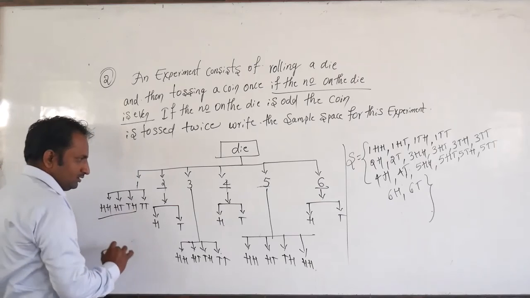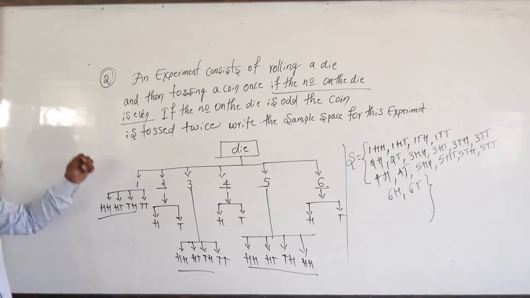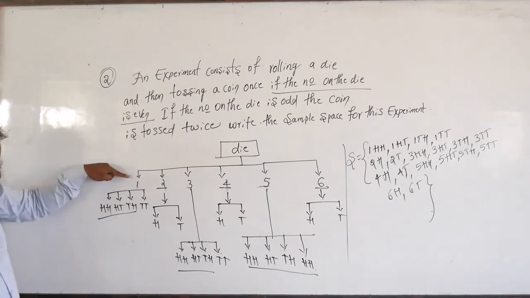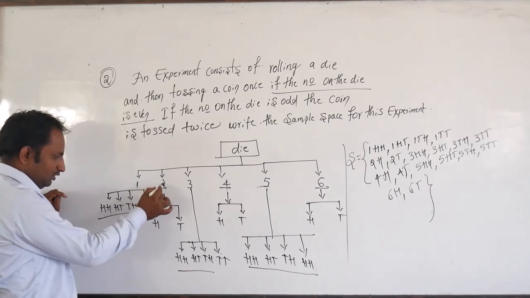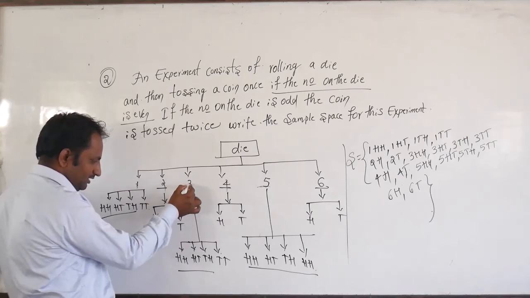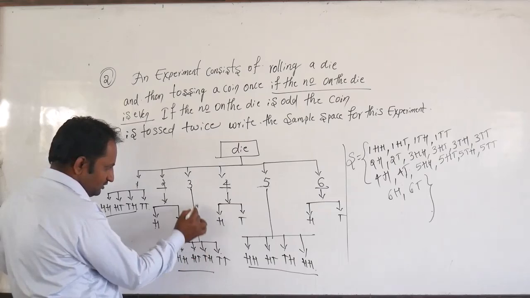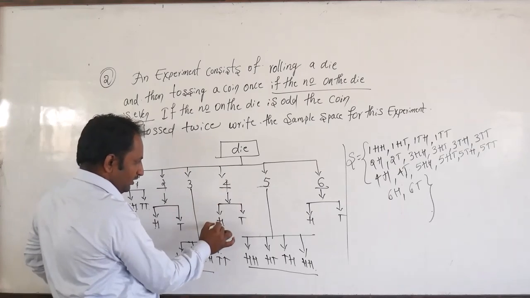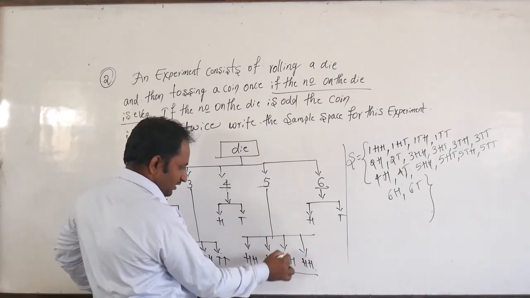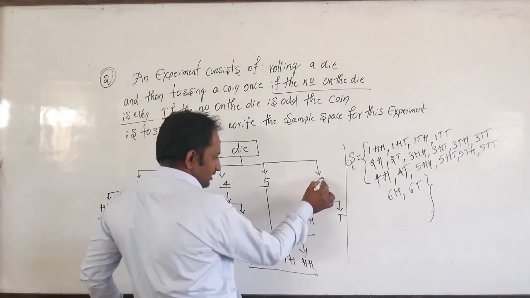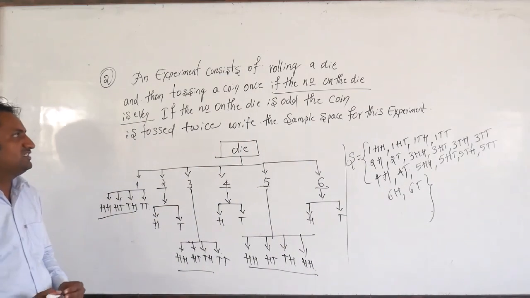Here 1, 3, 5 occur. The possible results of this experiment are 1HH, 1HT, 1TH, 1TT. Here 2H, 2T. Similarly 3HH, 3HT, 3TH, 3TT. Here 4H, 4T, 5HH, 5HT, 5TH, 5TT. Here 6H, 6T. These are the possible results of this experiment.